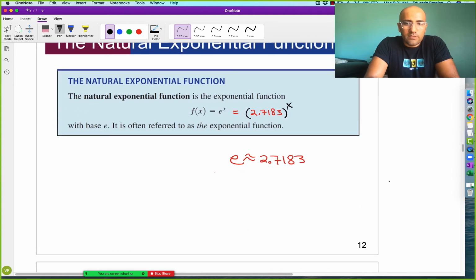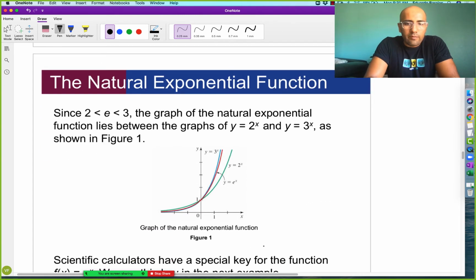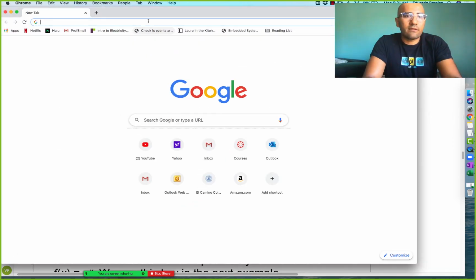Okay, so let's compare it to other functions. Remember that the graph of any exponential function where the base is bigger than 1 is going to have this sort of a shape. For x values that are greater than 0, it's going to grow up toward infinity. And for negative x values, it's going to push down toward 0. Let's use Desmos to demonstrate that.